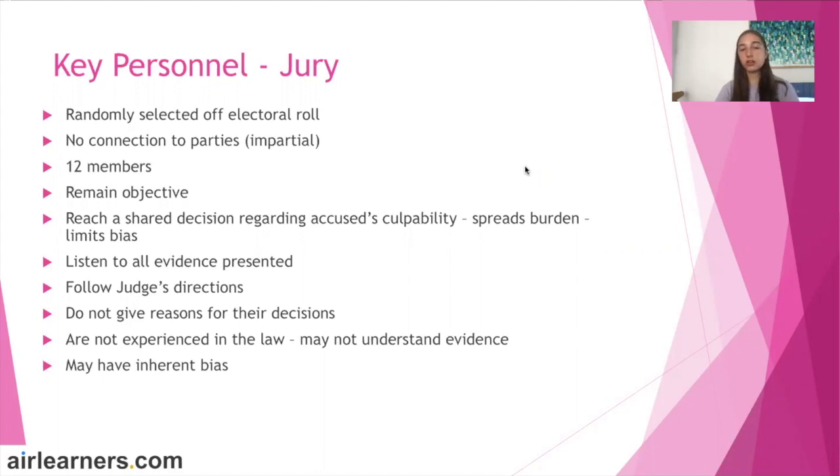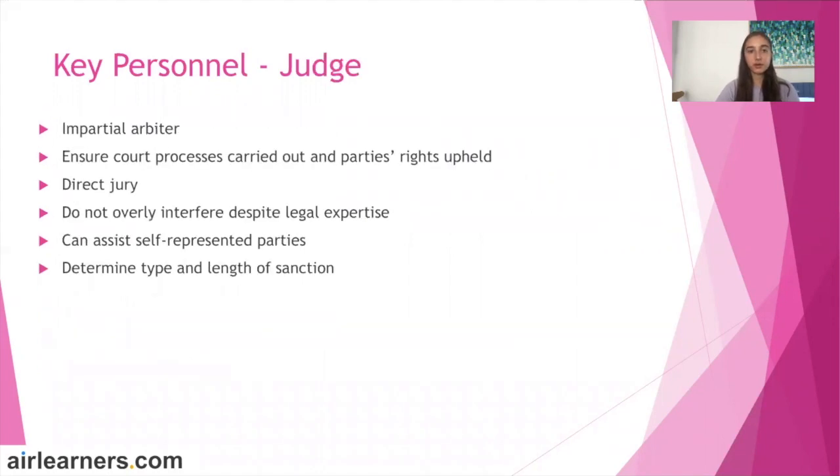Remember that juries are only used for indictable offences. Next, we have the judge. The judge is an impartial arbiter, so they need to remain objective and apply the rules of evidence and procedure in the same way to both parties to ensure that they're treated fairly. The judge will ensure that the court processes are carried out and that parties' rights are upheld, also upholding fairness.